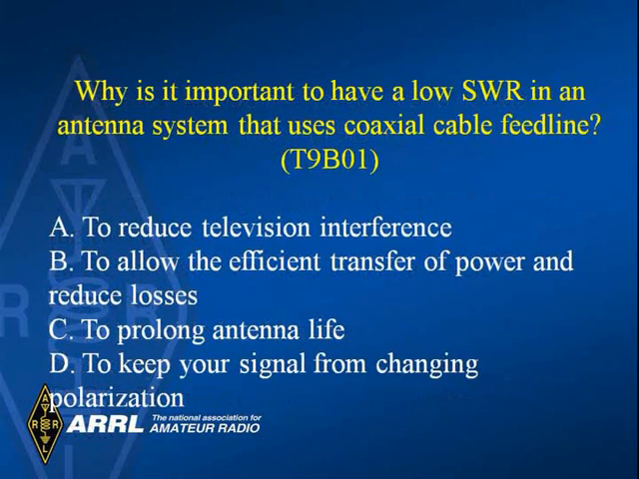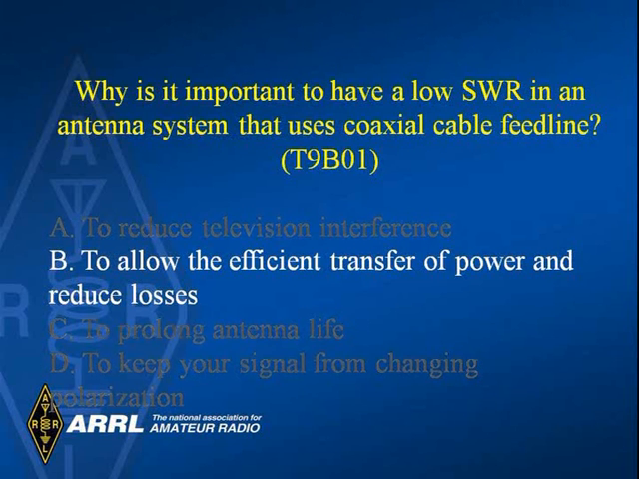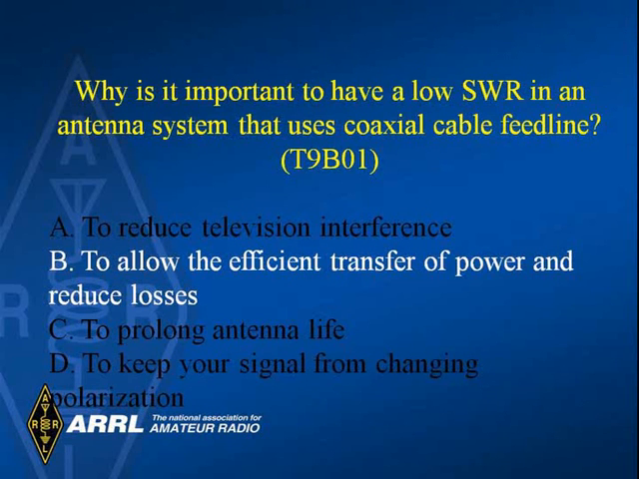Why is it important to have a low SWR in an antenna system that uses coaxial cable feedline? The answer is B. To allow the efficient transfer of power and reduce losses.